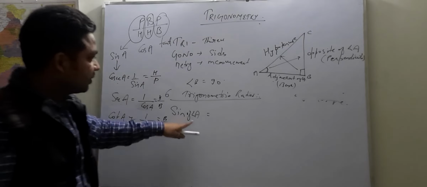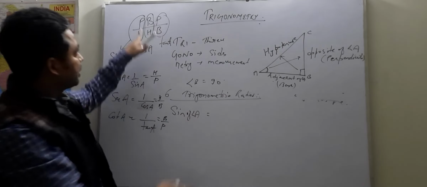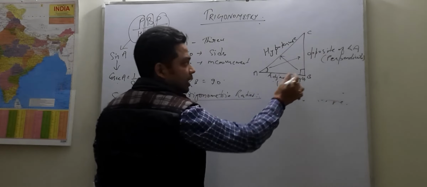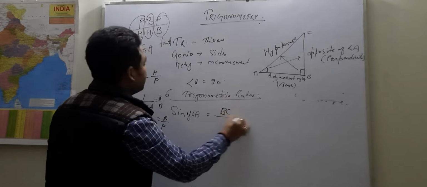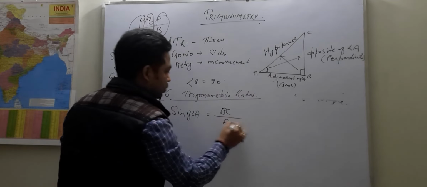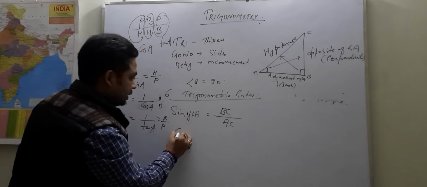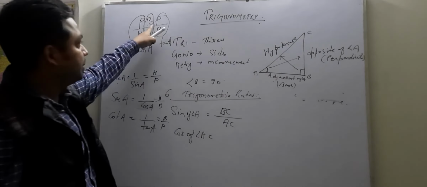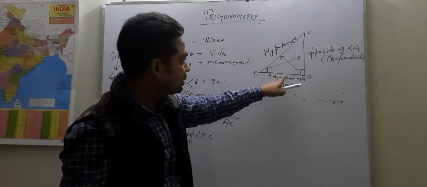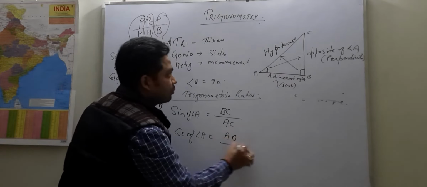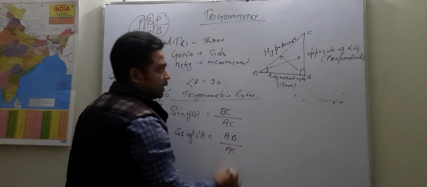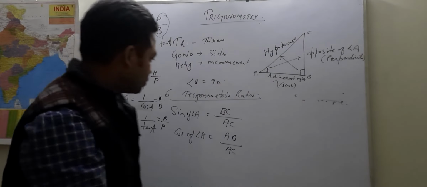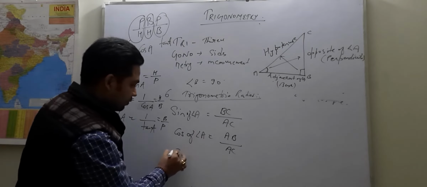So sine of angle A is what? We know that sine is perpendicular upon hypotenuse. What is perpendicular? The opposite of angle A means this side, BC, upon hypotenuse AC. So this is the value of sine of angle A. Cos of angle A is base upon hypotenuse. Base is AB and hypotenuse is AC. Always remember the opposite of 90 degrees is known as the hypotenuse. In this way you can find cos of A.